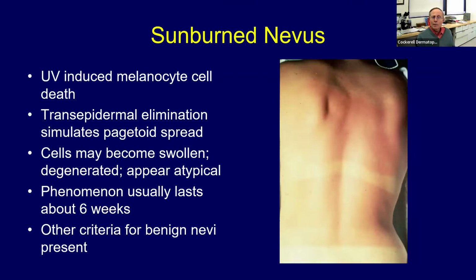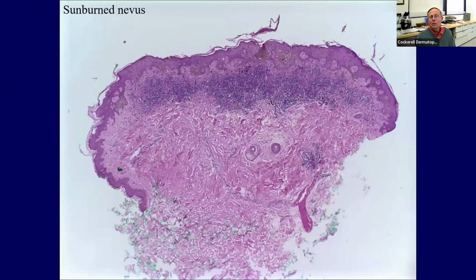And if you get a benign nevus that gets sunburned, like this lady that went out and did a little sunbathing and got sunburned, if you biopsy a nevus that's been sunburned, it can give you some unusual features as well. Some of the cells can be degenerated. You can get some pagetoid spread that usually lasts for about 6 weeks. Here's an example of one.